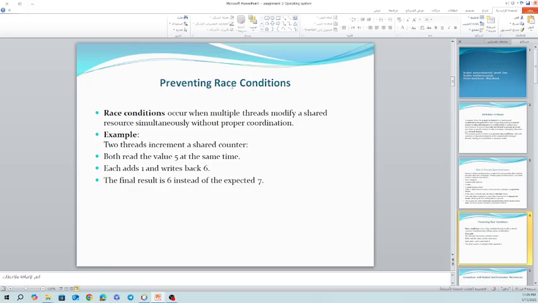Preventing race conditions. Race conditions occur when multiple threads modify a resource without proper coordination. Example: two threads increment a shared counter. Both read the value 5 at the same time. Each adds 1 and writes back 6. The final result is 6 instead of the expected 7.